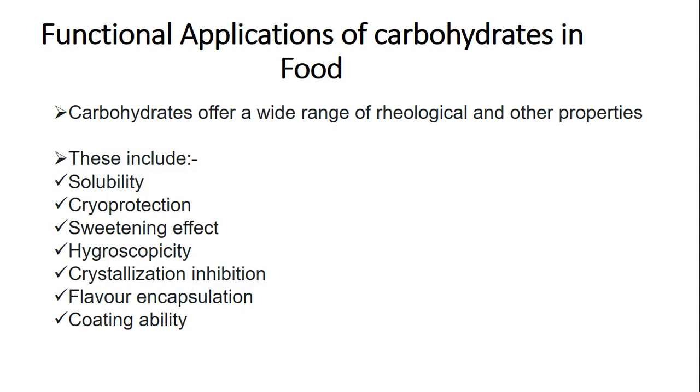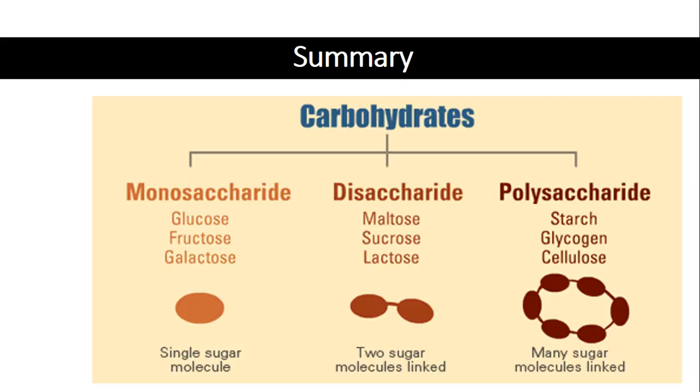samples. Things like cryoprotection, so to protect when you're freezing the samples. Some of them can have a sweetening effect, like we know sucrose, which is our table sugar, can be used as a sweetener. You can have fructose, which again is used in different products as a sweetener as well. They have what is known as hygroscopicity. They can provide crystallization inhibition, flavor encapsulation, or fruit cutting ability. And these play different roles when it comes to applications in the food industry.